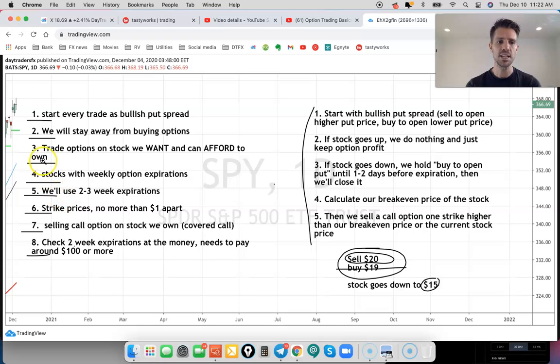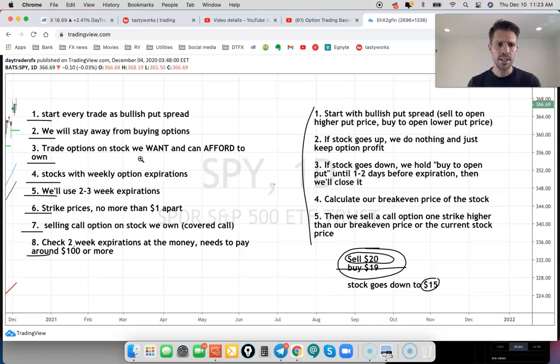Now we've talked about this. I only like to trade options on stocks that I want to and can afford to own. That's important. So I'm starting off with a bullish put spread. I'm staying away from buying options. I'm trading stocks that I can afford to own, at least 100 shares of that stock, and then that I'm okay to own.